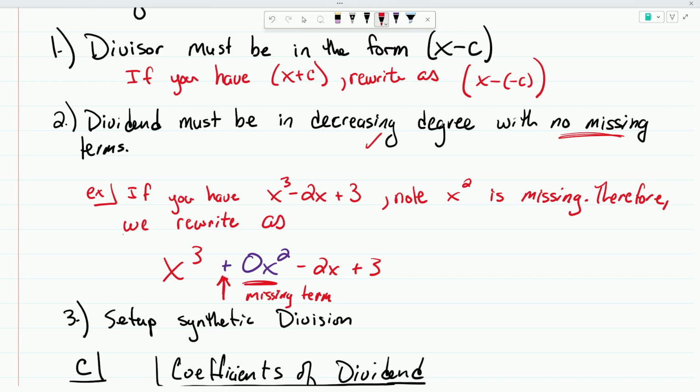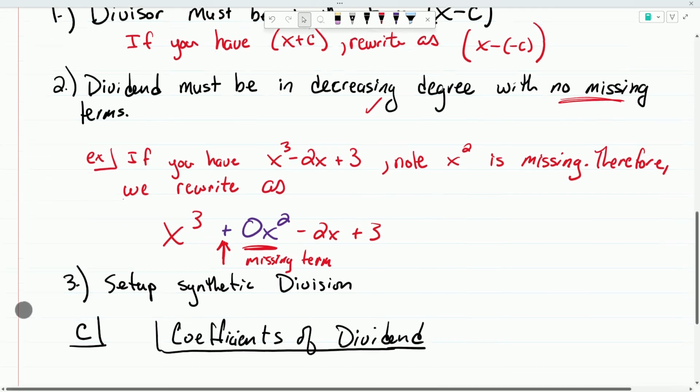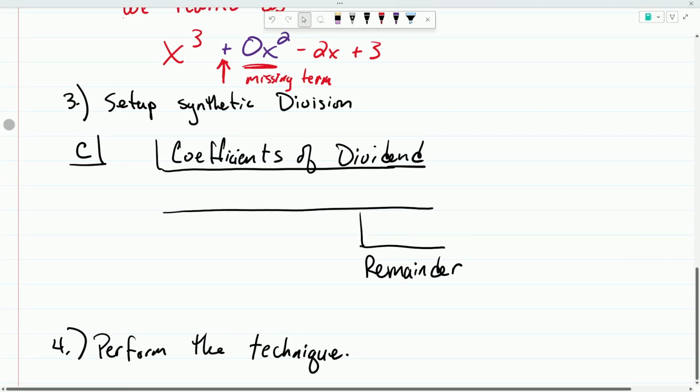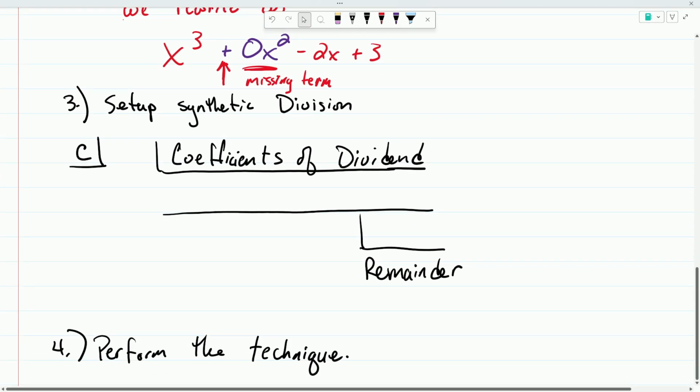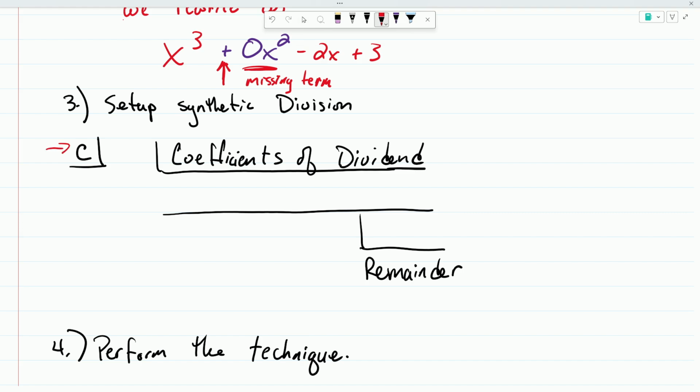The third thing we're going to do is set up what our synthetic division will look like. To do this, we use this little chart that I have, and I'm going to be filling it in with numbers and everything. But in general, whatever c happens to be from your divisor, that goes on the left-hand side. Then you're going to use the coefficients of your dividend. And then you're going to draw a line, like right here.